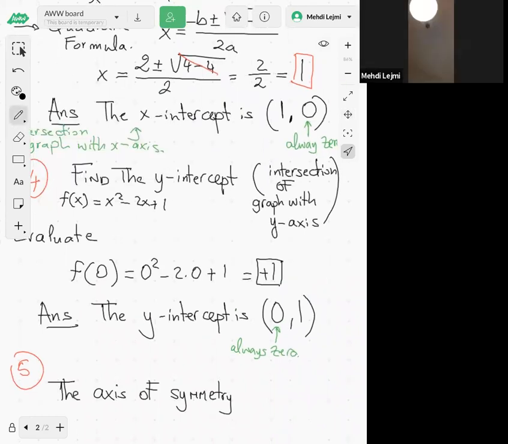So the axis of symmetry is just a vertical line passing through the vertex. So it has the same equation as the vertex, x equals minus b over 2a, which is just the same as the vertex, which is equal to 1, right? Okay. Again, so this axis of symmetry is just a vertical line passing through the vertex.